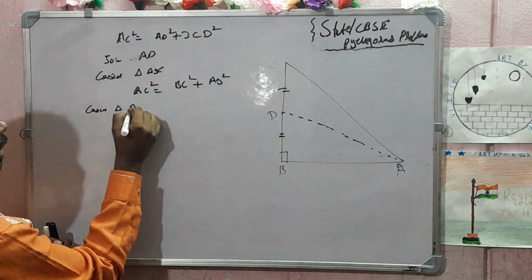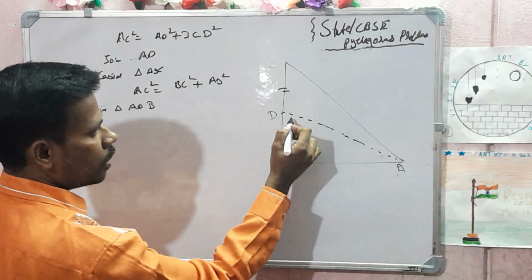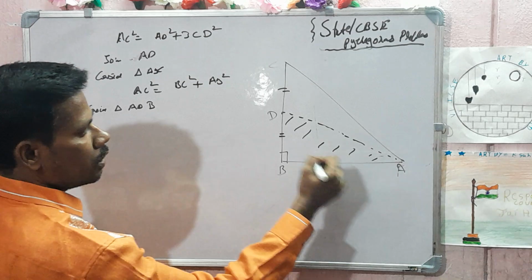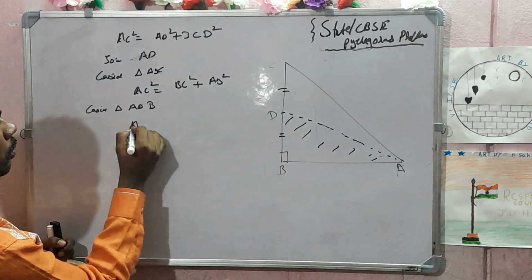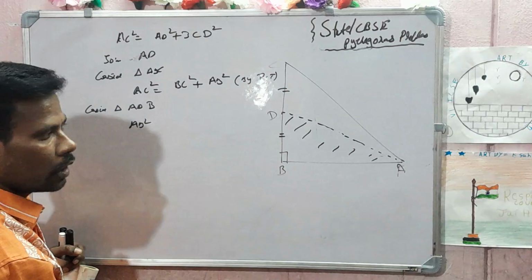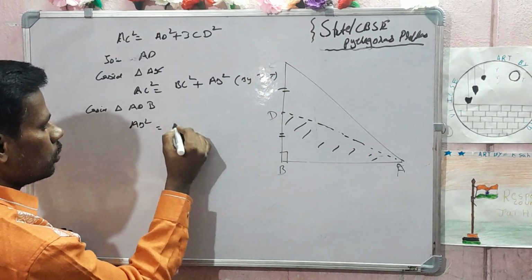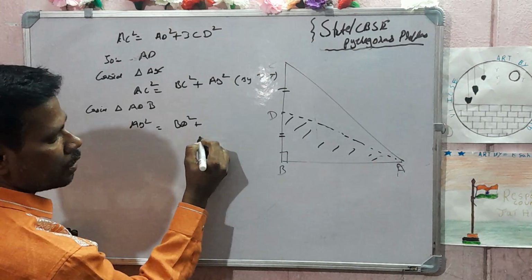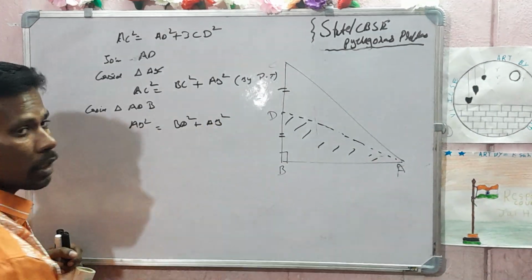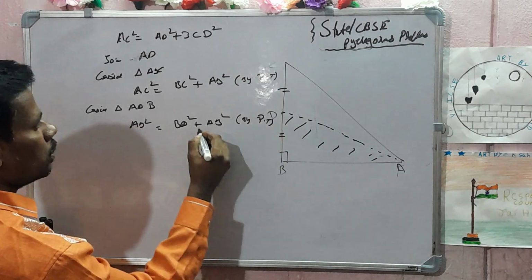consider triangle ABD. Now you should consider this triangle. Square on the hypotenuse, by Pythagoras theorem, is equal to the sum of squares on the other two sides: BD square plus AB square. Marked by Pythagoras theorem.